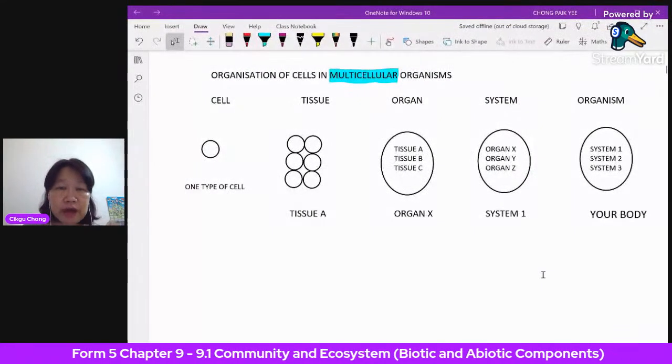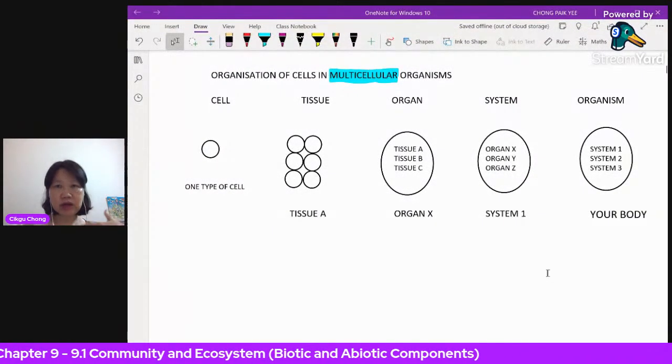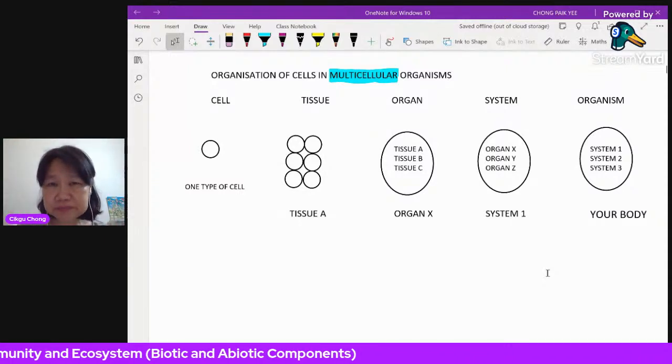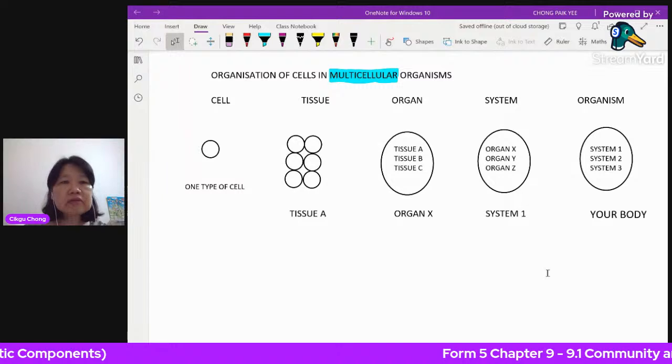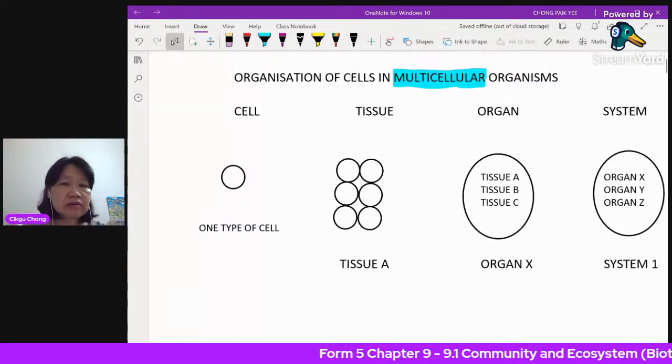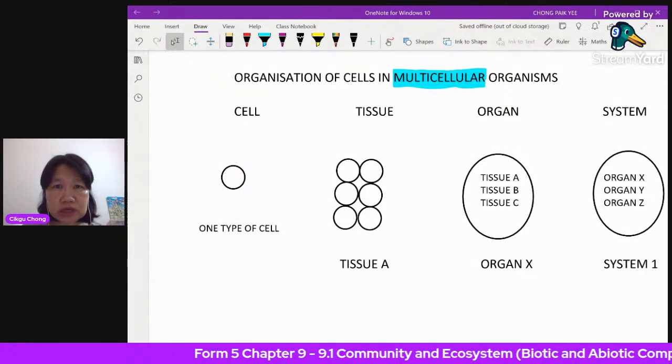So if you have, let's say, one body, right? You are a person. You are a multicellular organism. You are made up of millions of cells. Okay, so let's go right down to the basic one, all right? One cell. This is the basic unit of a living thing.